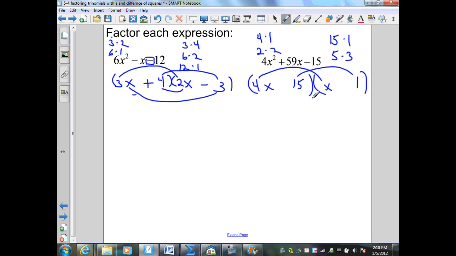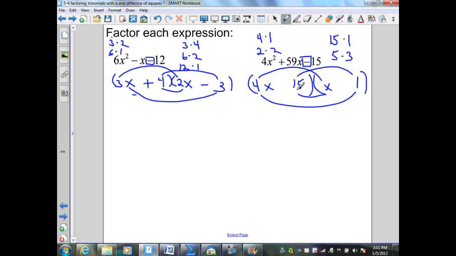Now, I need to determine my middle term. Recall I need to subtract my outer and inner to get my middle term. And when I do that, my outer term is going to give me 4x. My inner term is 15x. 15 minus 4 is going to give me 11x.